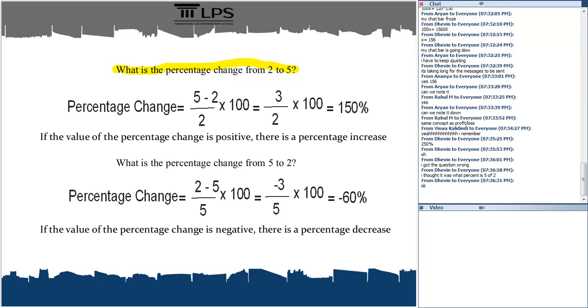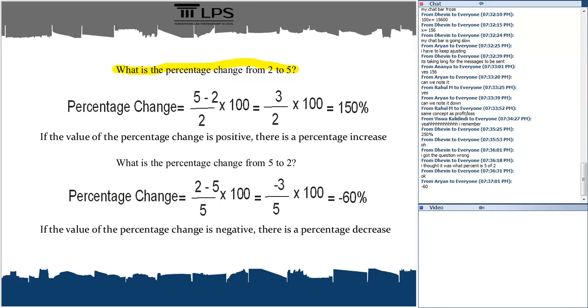Then what is the percentage change from 5 to 2? So percentage change from 5 to 2 is (2 minus 5) upon 5 into 100. And that is going to be negative 60. So negative 60%. If the value of the percentage change is negative, there is a percentage decrease. Yes, Aryan, right. Absolutely right. Remember that the sign simply tells you that it is an increase or decrease. That is all the significance of the sign is.